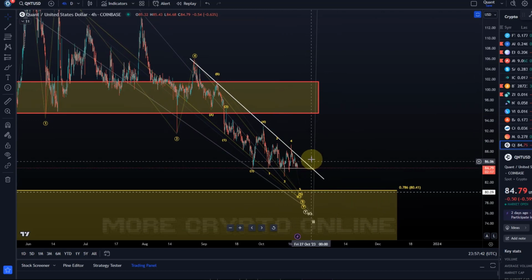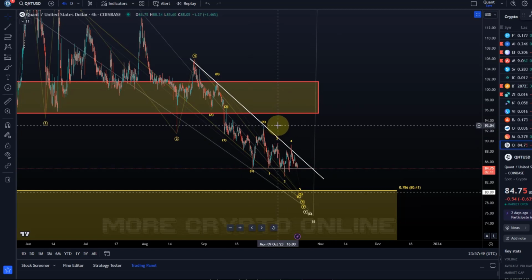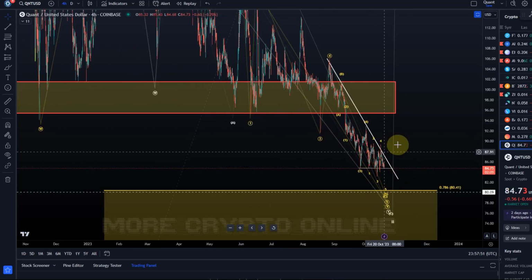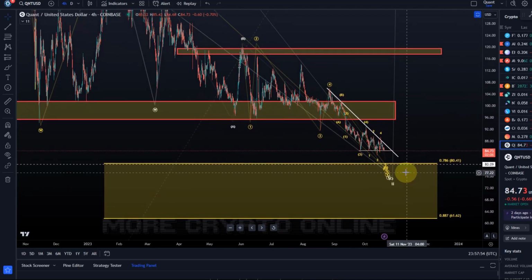However, a break above the descending trend line could indicate something bullish, especially if we break above the last wave 4 high, above $93 basically. But until that happens, the focus has to be on lower. And even then, it would just be a first early indication that something bullish is going on.